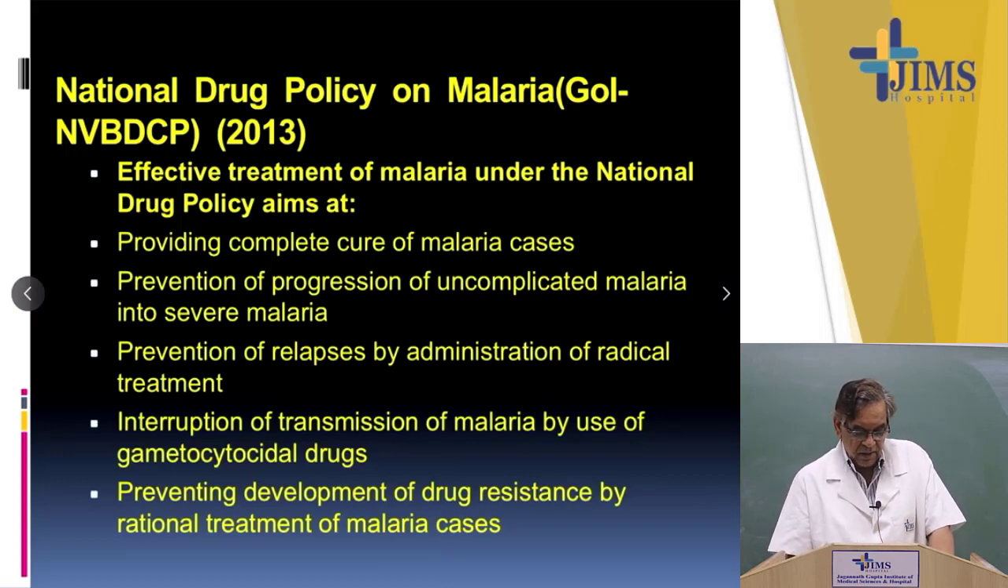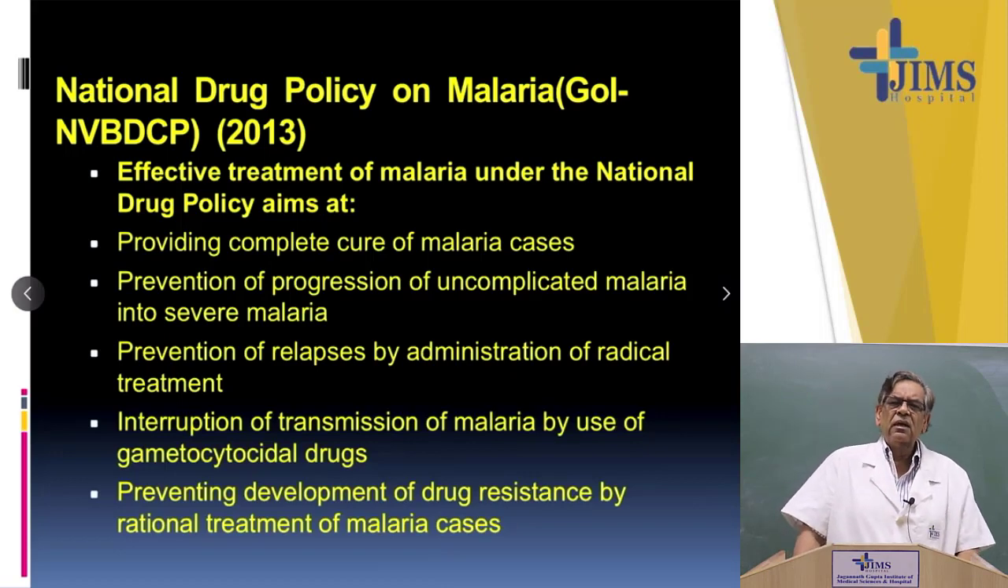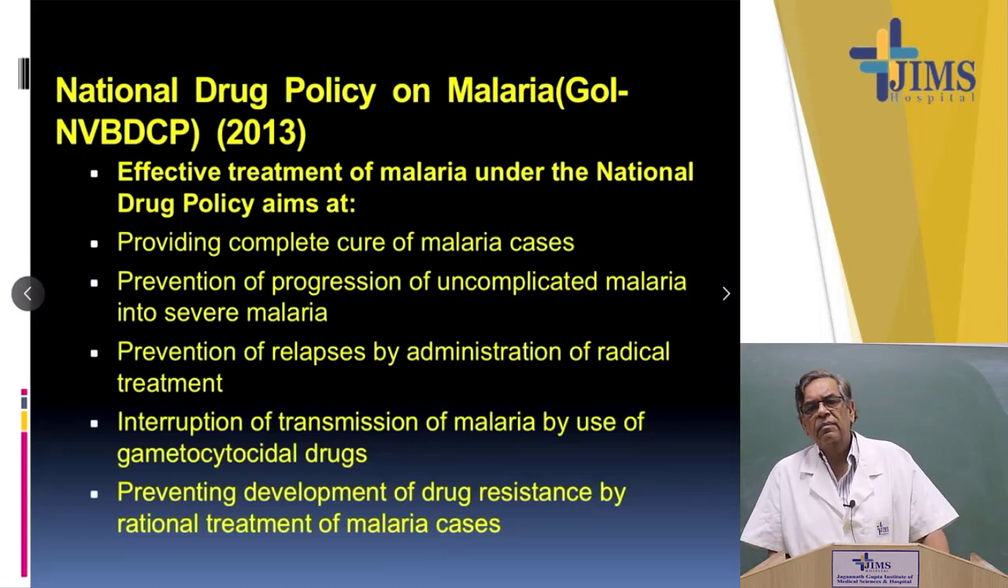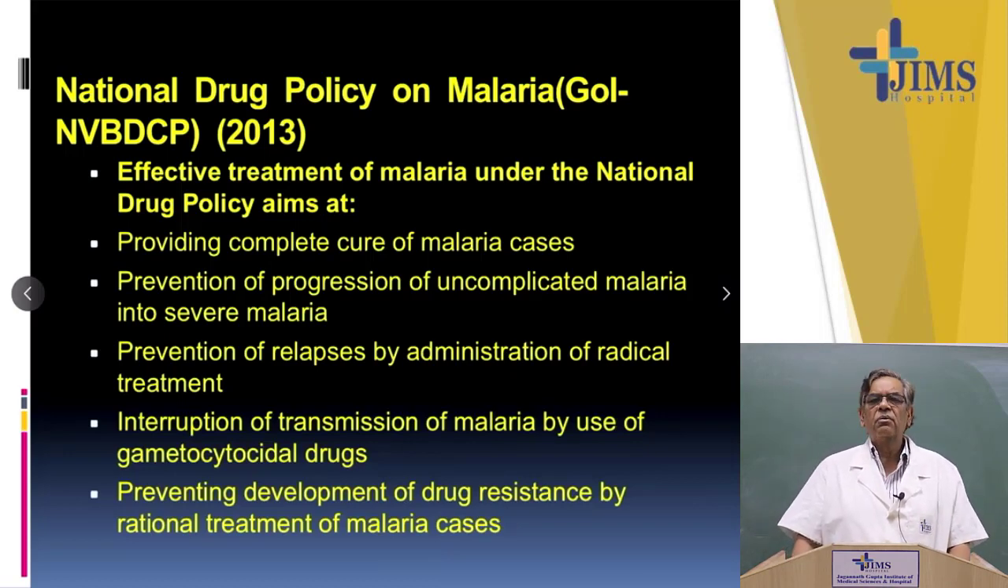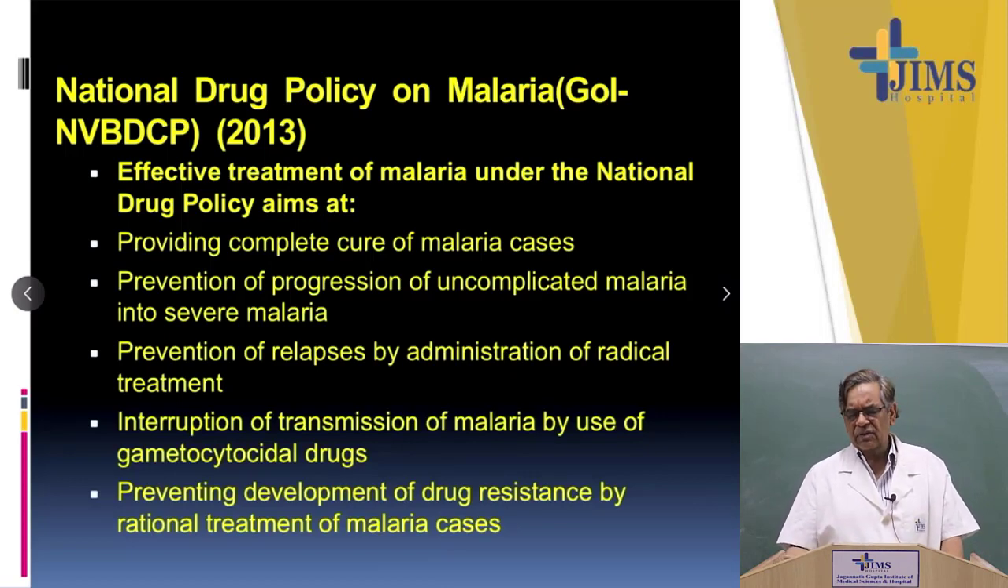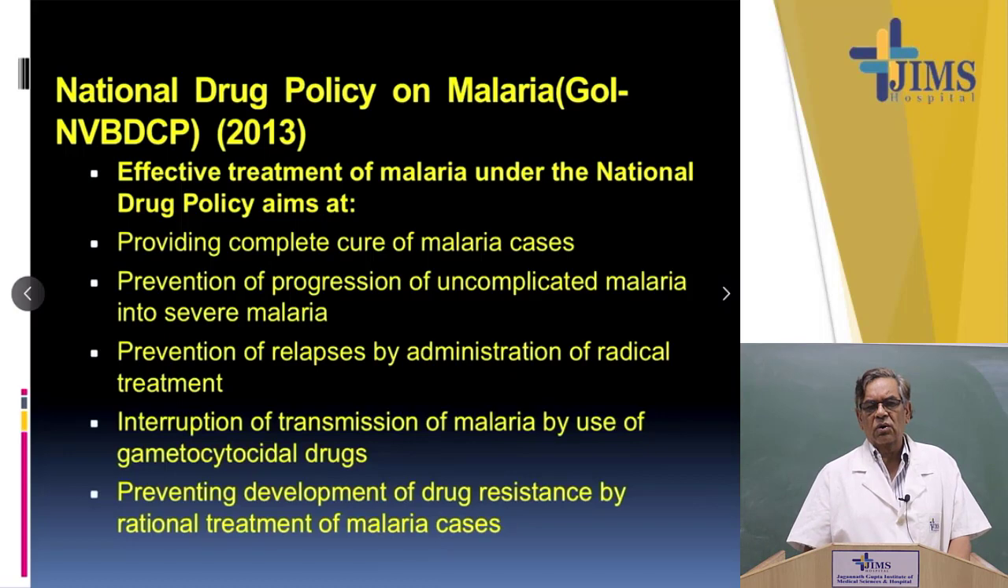And prevention of development of drug resistance by rational treatment of malaria cases. This is very, very important. You see, as now, PF chloroquine drug resistance is there. So that is the reason why we don't give chloroquine to Plasmodium falciparum cases. Why? Because over the years, so much irrational treatment was being done with chloroquine. So the parasite, the PF, has now grown resistance to chloroquine.